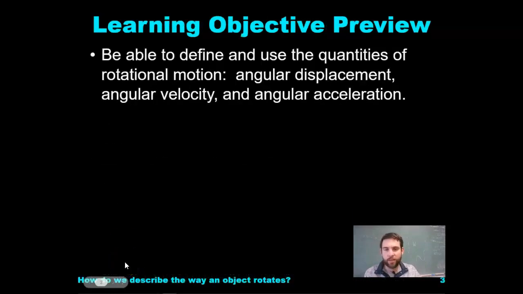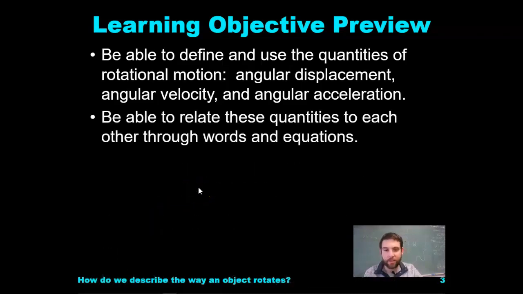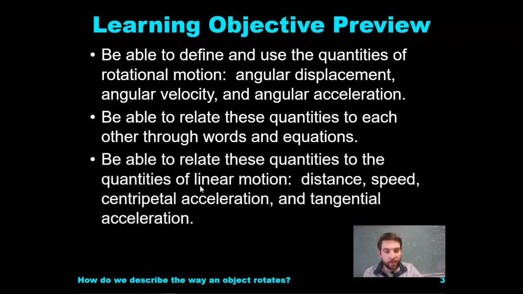Our objectives: we will be able to define and use quantities of rotational motion: angular displacement, angular velocity, and angular acceleration. Some of those look familiar. We've briefly touched on them before. We're also going to be able to relate these quantities to each other through words and equations, and we're going to be able to relate these quantities to the quantities of linear motion.